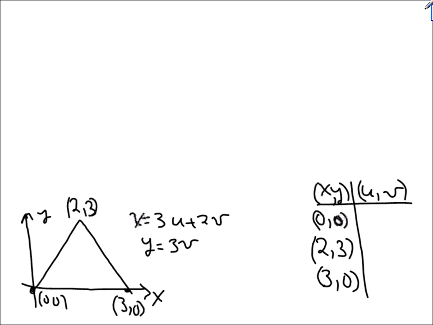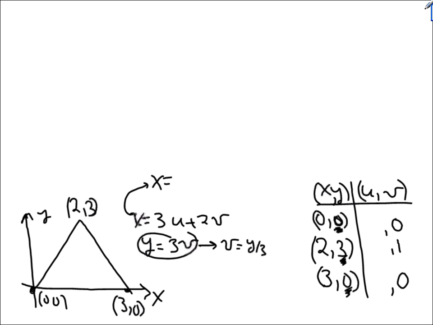Well, for example, I could immediately find y, or v, excuse me. If I divide both sides by 3, I get v is y over 3. So I take y divided by 3, that's v. I take y, I divide it by 3, I now have v.